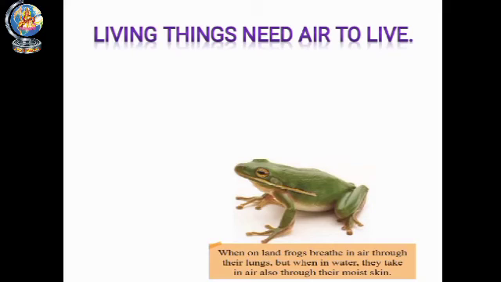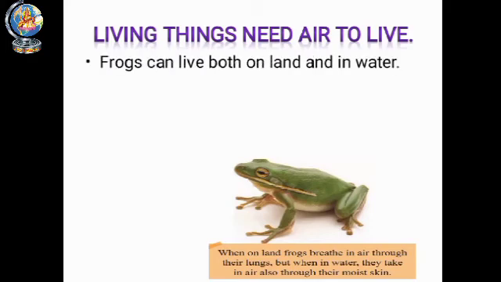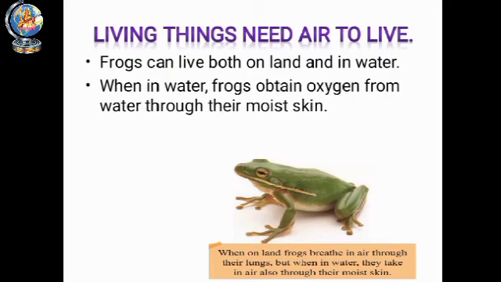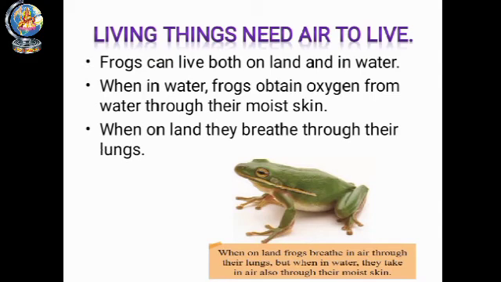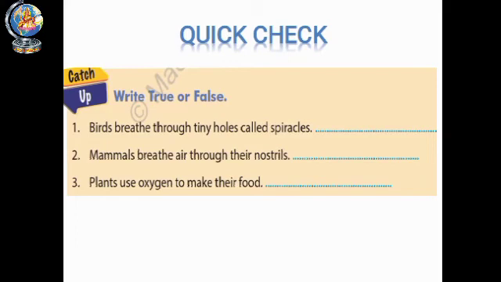Okay, now about frogs. Look, what makes a frog different? Frogs can live on land as well as in water, right? So how do they breathe air? Let's see here. When in water, frogs obtain oxygen from water through their moist skin, and when on land they breathe through lungs, right? So when they are in water they breathe through their skin, when they are on land they breathe through their lungs. So this makes them different, right?